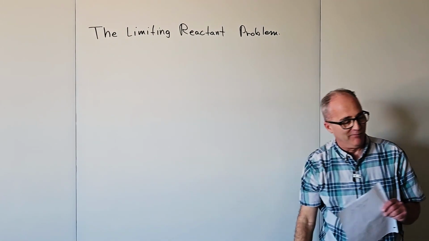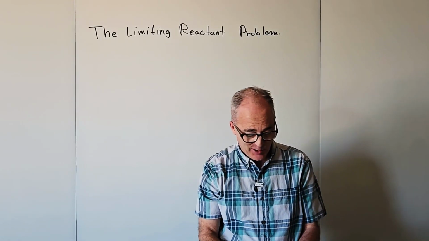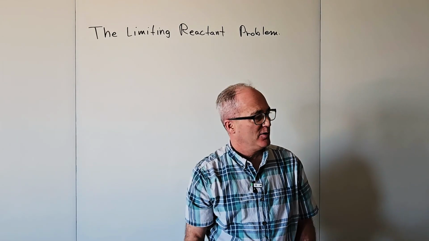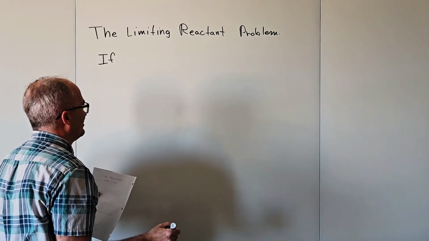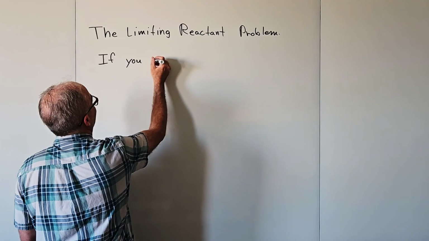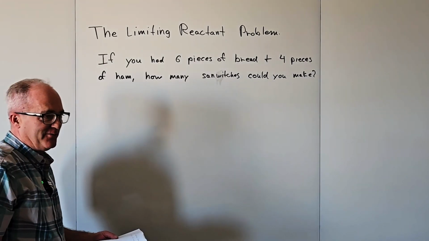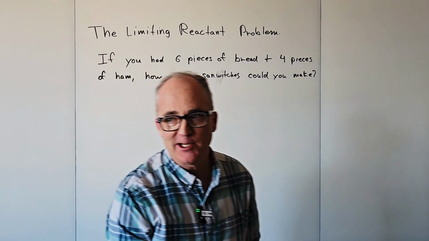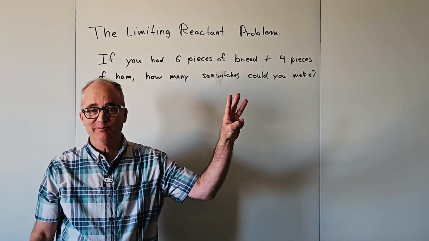Alright, here's a favorite topic of mine called the limiting reactant problem. What's that about? Let's use an analogy we can all relate to, and that's food. Anybody not like food? Good. If you had 6 pieces of bread and 4 pieces of ham, how many sandwiches could you make? I heard the right answer of 3.